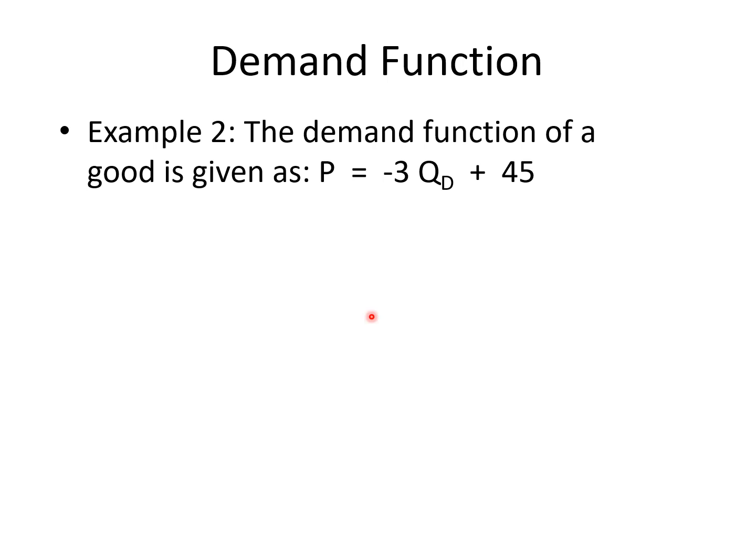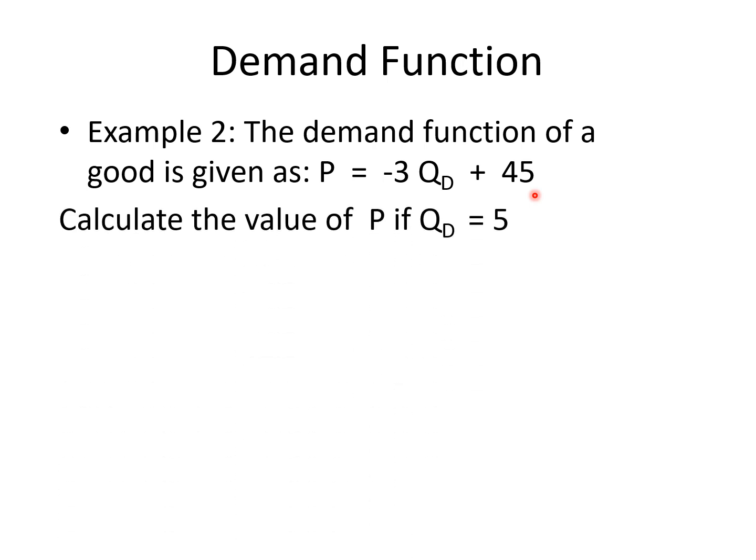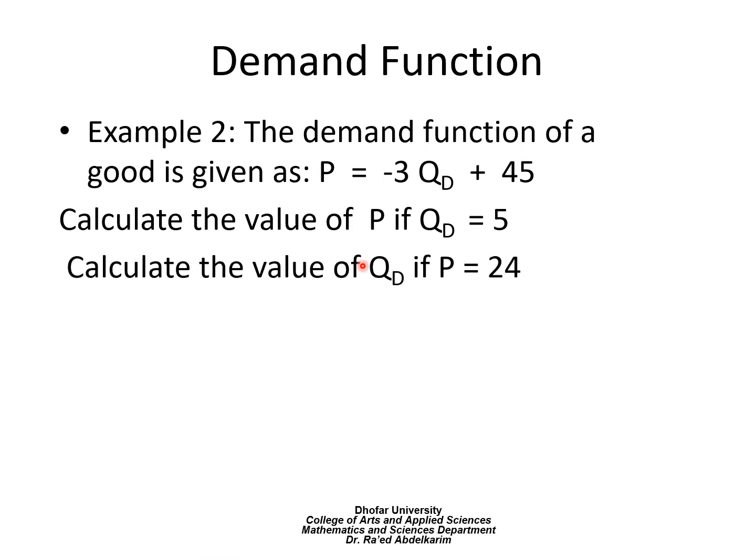Let's have another example. The demand function of a good is given as P equals minus 3QD plus 45. We need to calculate the value of P if QD equals 5, and we need to calculate the value of QD if P equals 24. I will leave that example for you so you can try it.